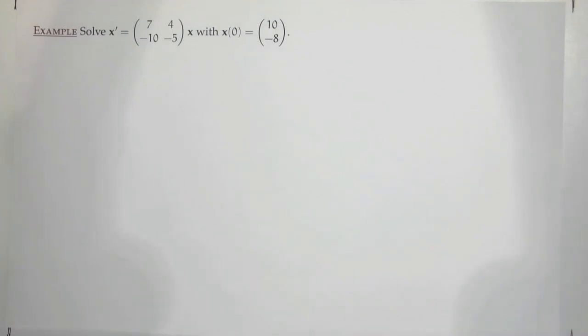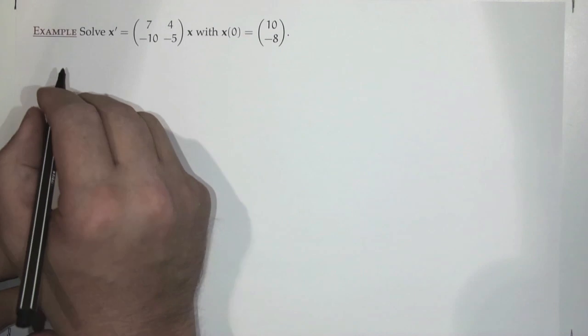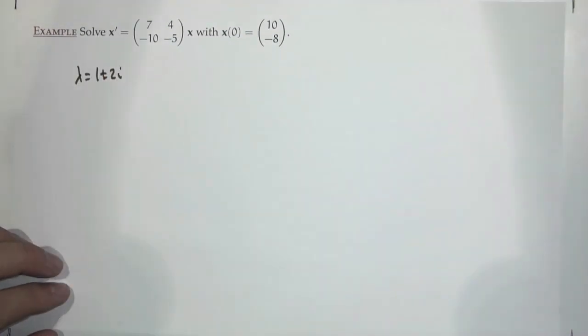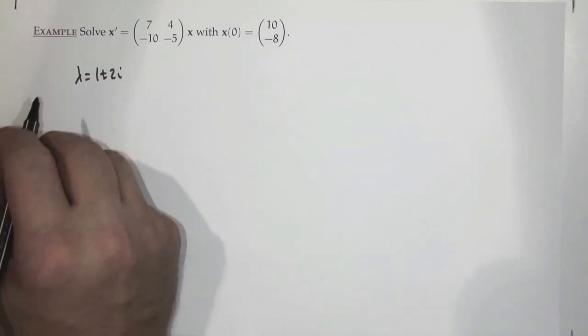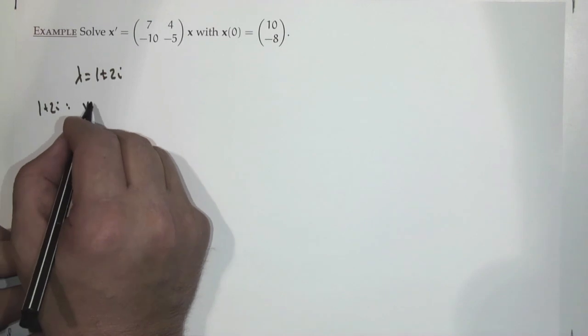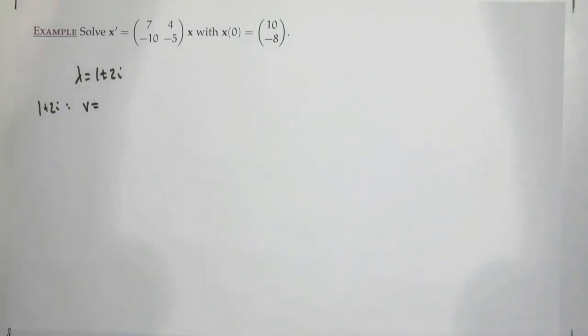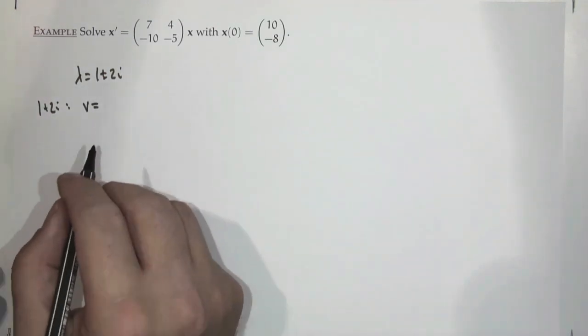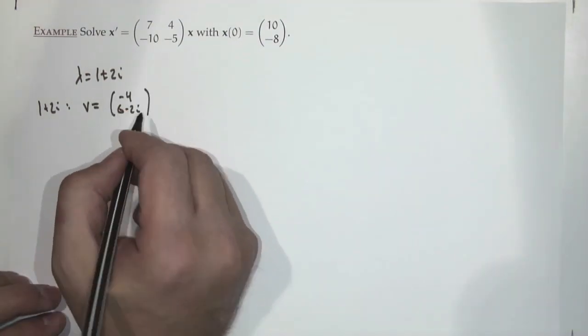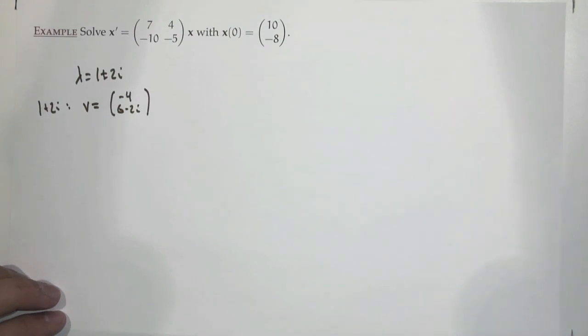Okay, let's talk about some milestones along the way. Is there a lambda, the eigenvalues? Do we know what those are? 1 plus minus 2i. Okay, good. Progress. Do we have an eigenvector for, let's do 1 plus 2i? What's the eigenvector? All right, so one person has suggested [-4, 6 minus 2i]. Anybody else get that? Okay, I got that.